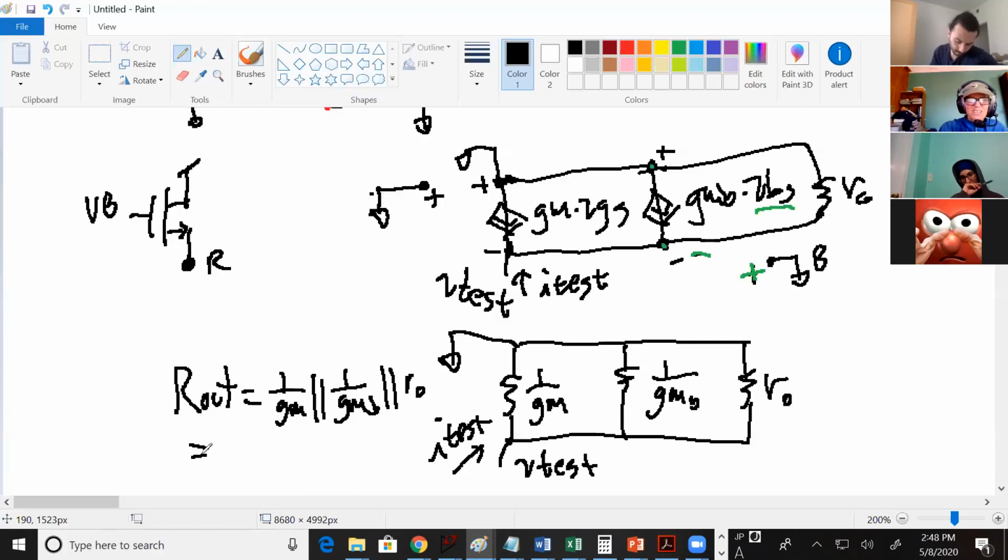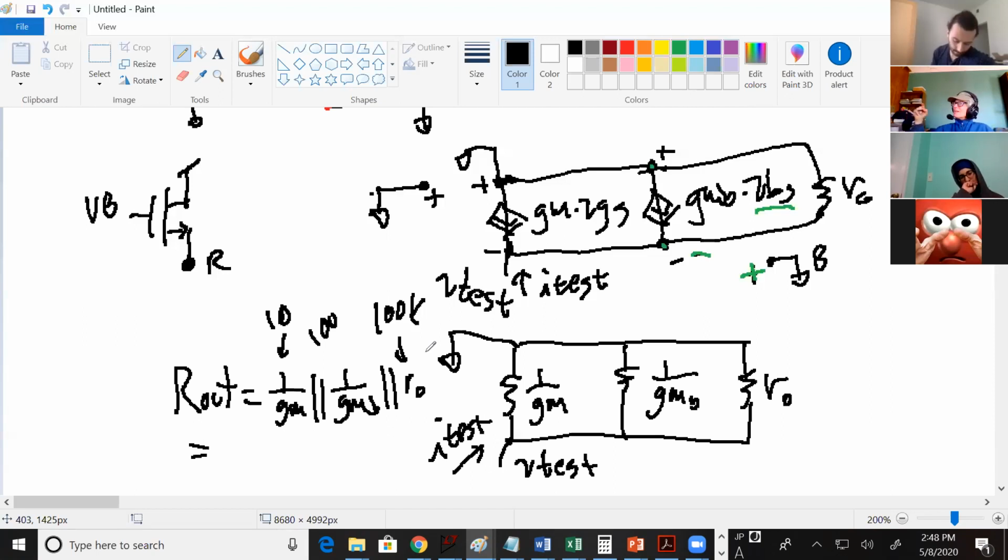Yeah, so this is the right idea. The RO is really big. That might be like 100K. This might be like 10. And it turns out this is going to be 10 or 100 times bigger. So this might be like 1K or 100 ohms. So you have a 10 ohm resistor in parallel with a 100 ohm resistor in parallel with a 100K resistor. And what is this going to be approximately? 1 over GM then. 1 over GM, yeah.